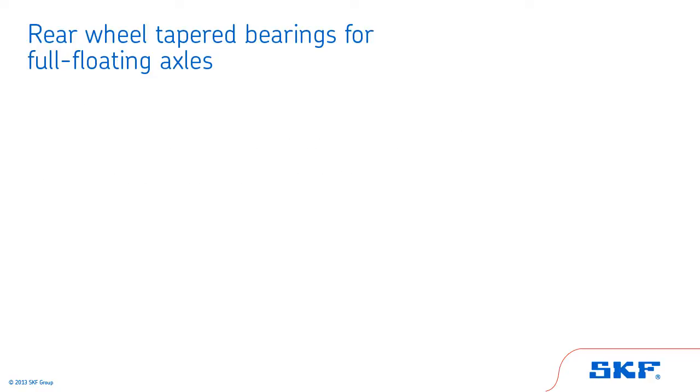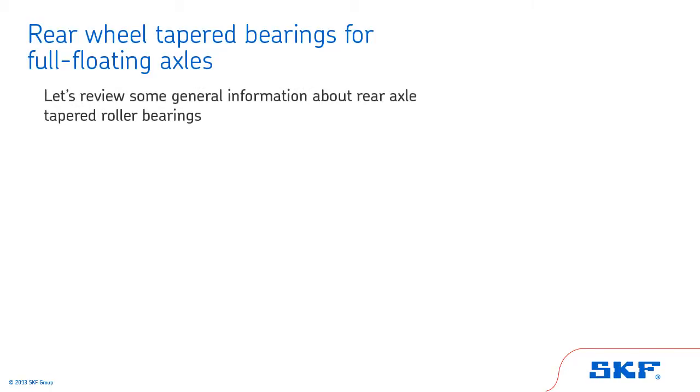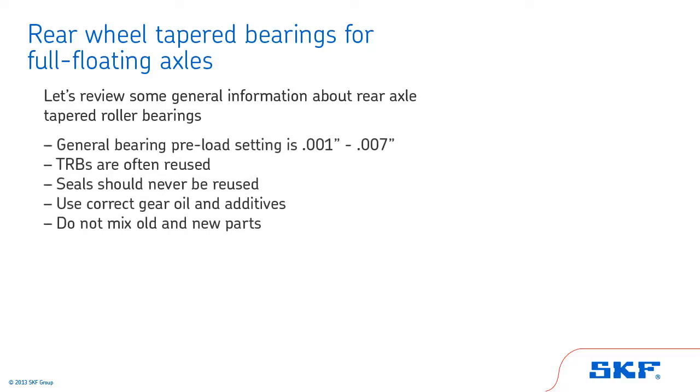To close out this section of the training, let's review some general items on rear axle tapered roller bearings, starting with general service information. The general bearing end play setting is 1/1000th to 7/1000ths of an inch. Tapered roller bearings are often reused. Seals should never be reused. Only use correct gear oil and additives. Do not mix old and new parts.